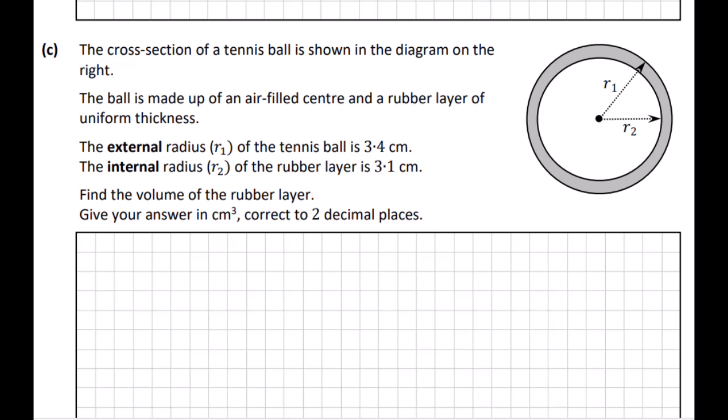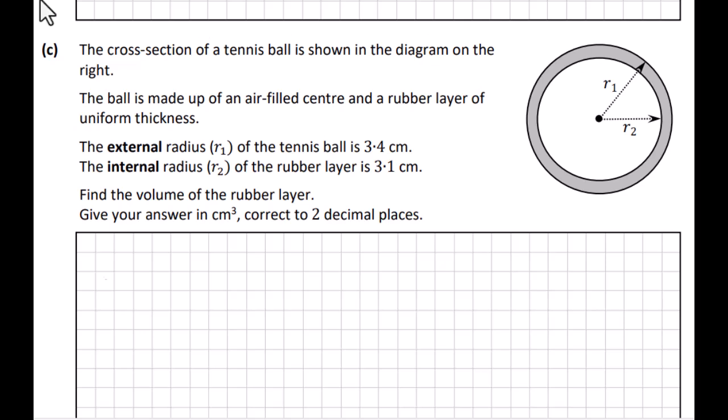Find the volume of the rubber layer. Give your answer correct to 2 decimal places. So what I'm going to do in this case is use R1, which is 3.4, to find the volume of the entire sphere, including the bit in the middle. I'm going to use R2 then to find the volume of the white bit, and I'm going to subtract the 2 volumes. That'll give me the volume of the rubber.